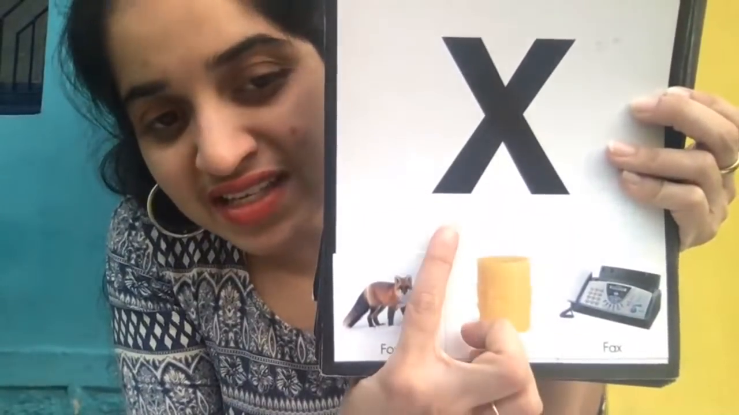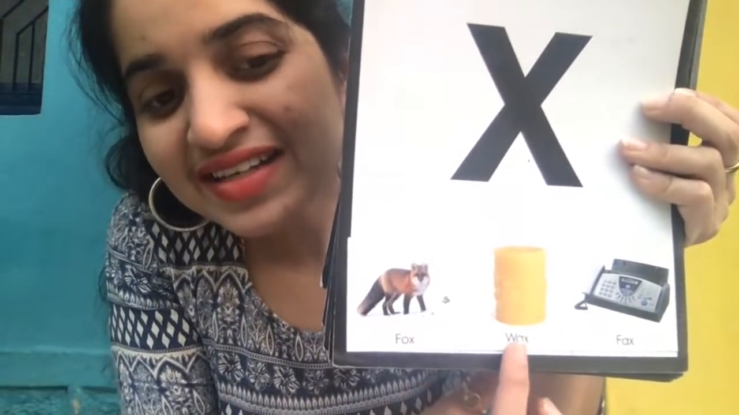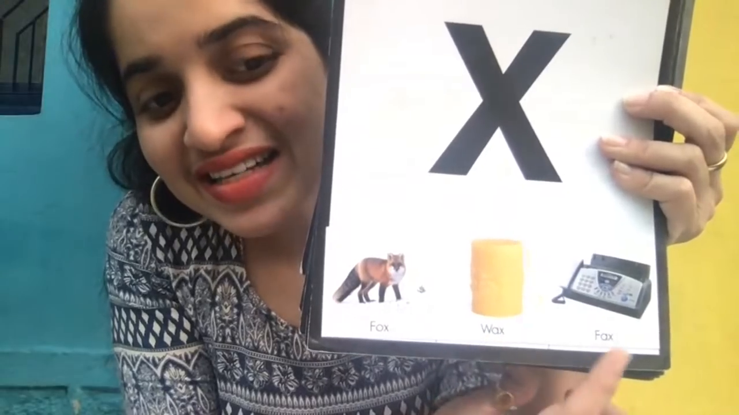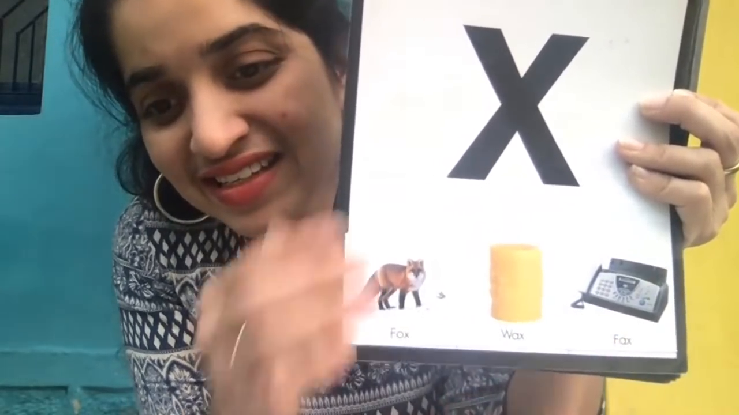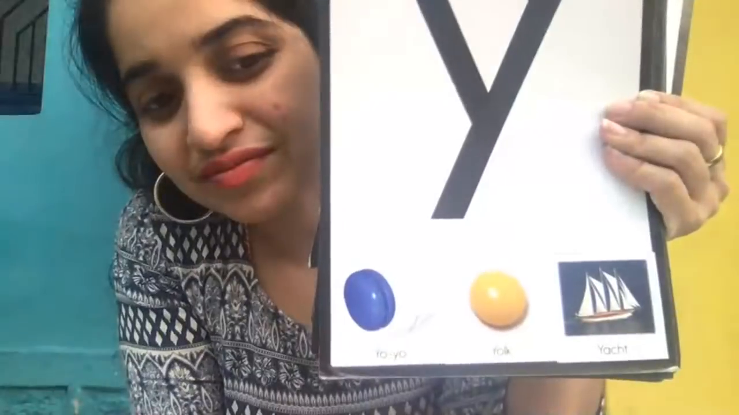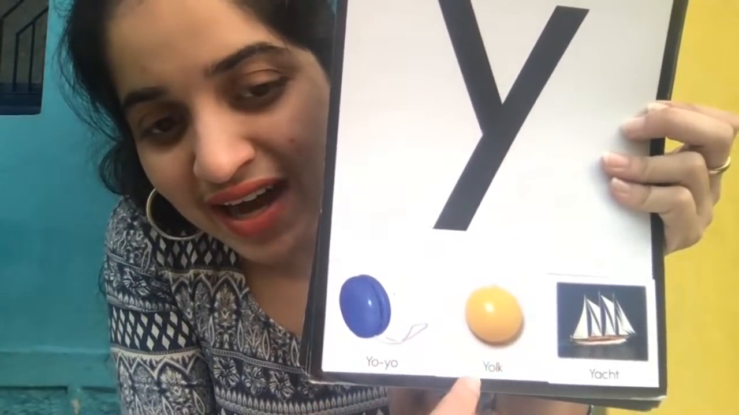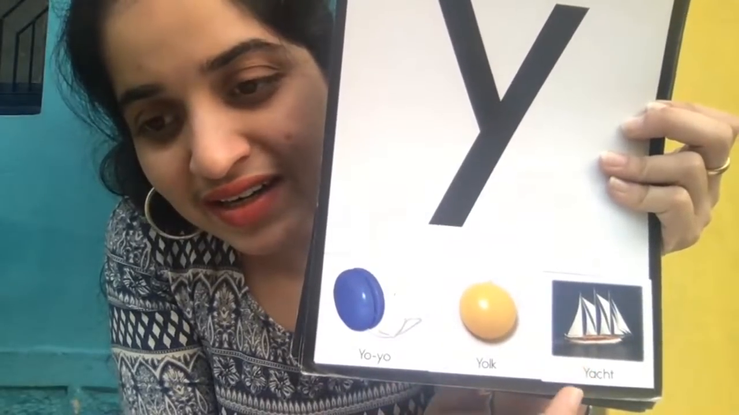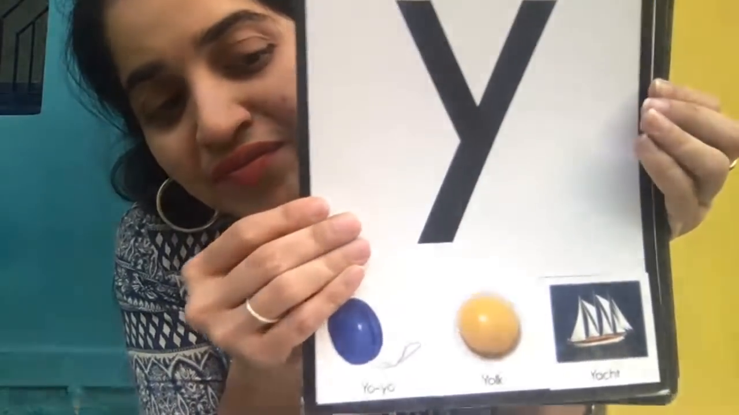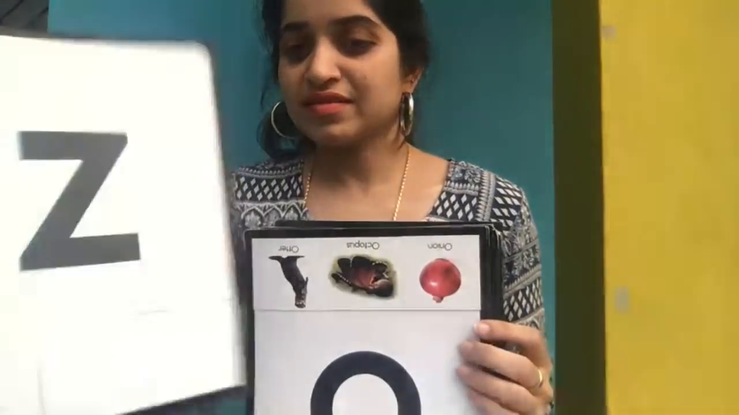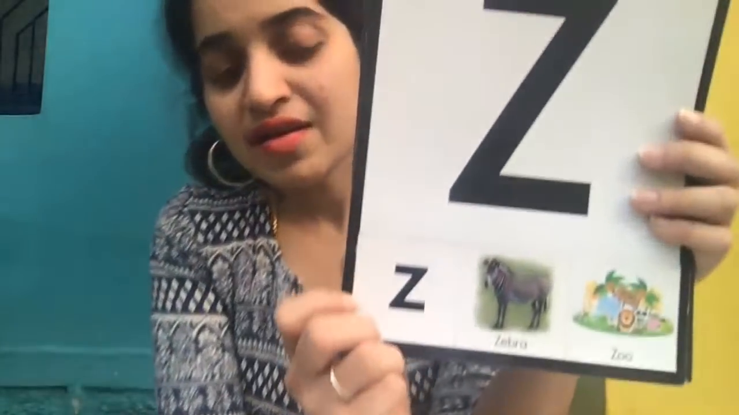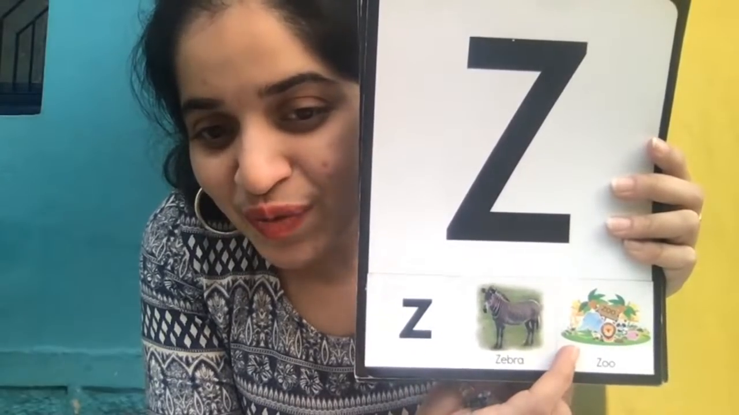Rishwant, you finished? Very good. X as in fox. X as in wax. X as in fax. Y as in yo-yo. Y as in yolk. Y as in yacht. Z. Z as in zebra, zoo.